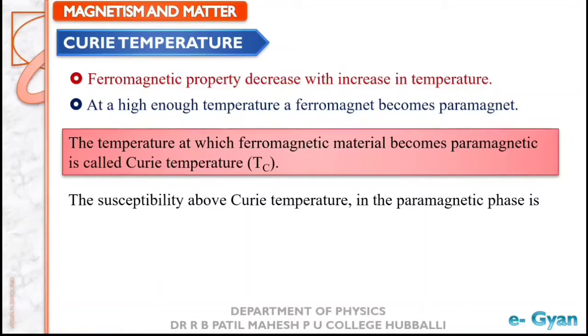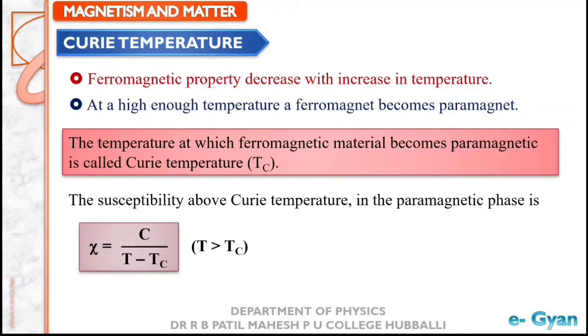Above Curie temperature, the material will become paramagnetic. The susceptibility in the paramagnetic phase can be given by chi is equal to C divided by (T minus Tc). This formula is valid when capital T is greater than Tc.